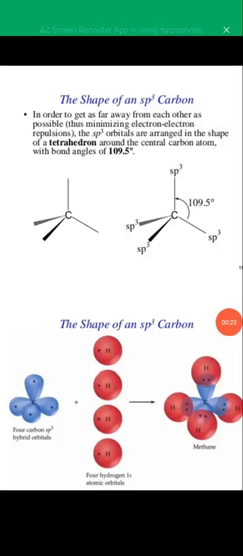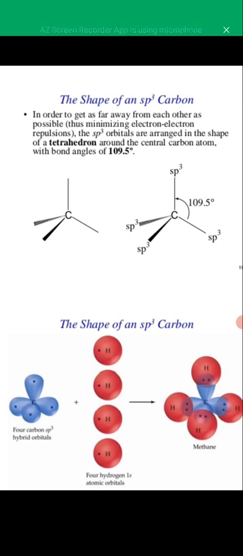Don't forget sp3. The s there is talking of the 2s1, and the p3 is talking of 2p1 in the x direction, 2p1 in the y direction, 2p1 in the z direction. So in order to get as far away from each other as possible, thus minimizing electron to electron repulsions, the sp3 orbitals are arranged in the shape of a tetrahedron.